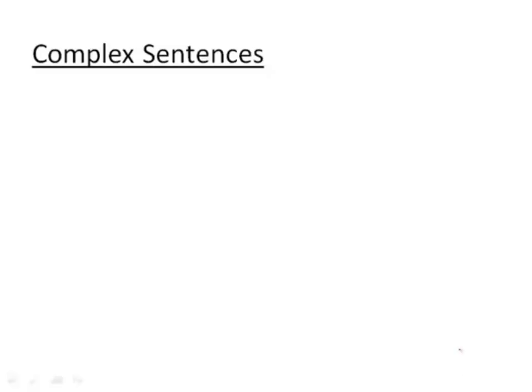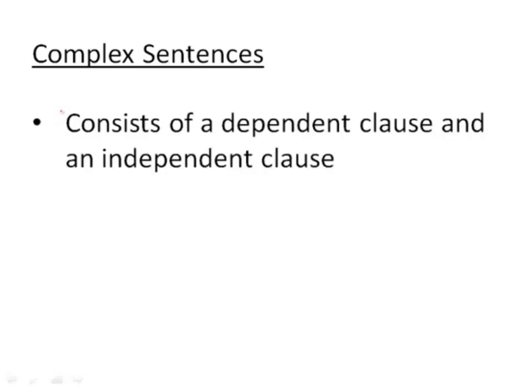In this video, we are going to go through complex sentences. So what exactly is a complex sentence? Well, it consists of a dependent clause and an independent clause. If you remember, a dependent clause is a phrase. It's a group of words that is not a sentence.